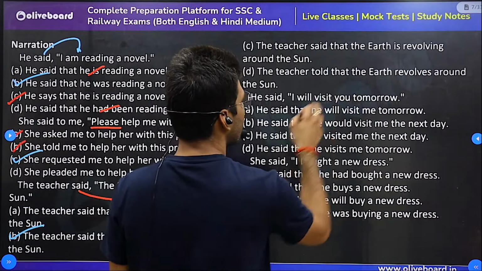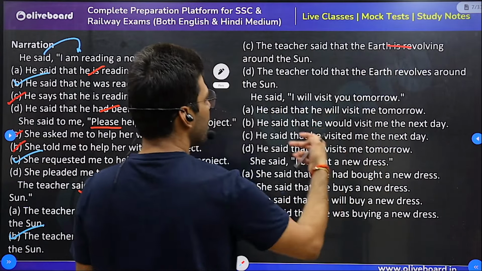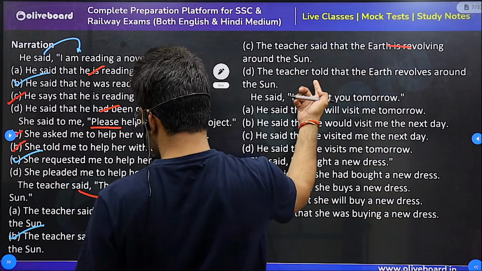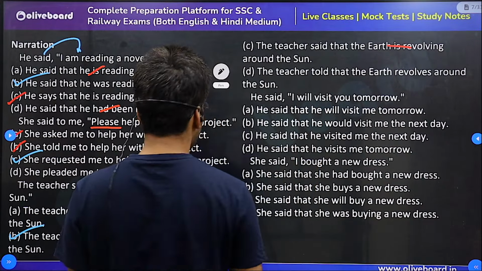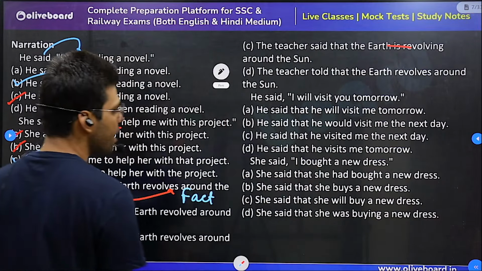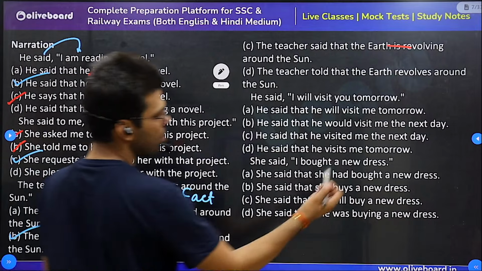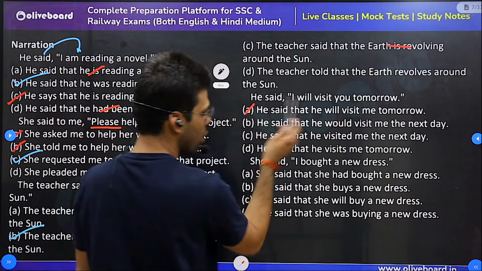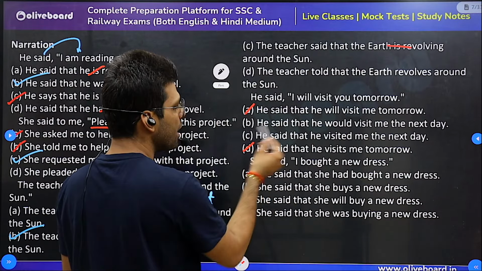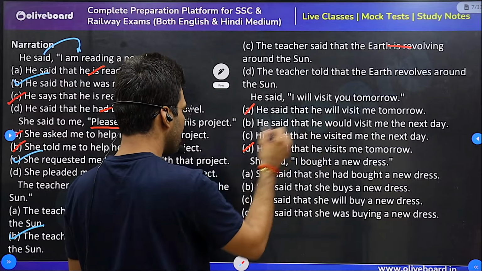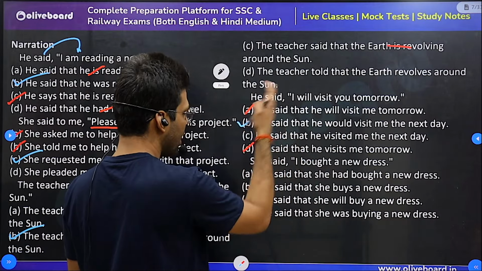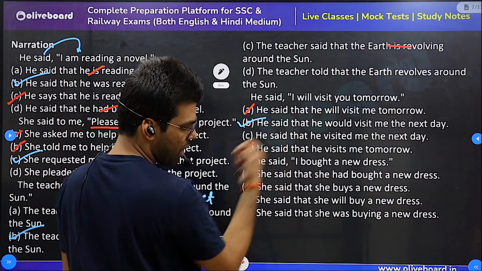The teacher told that, they told whom, there should be the object out here. We don't have the object. We have a better choice. And he said, "I will visit you tomorrow." Tomorrow must be the next day. Tomorrow not possible. He said that he would. Okay, will becomes would. He visited. Why? What about this will in the past?